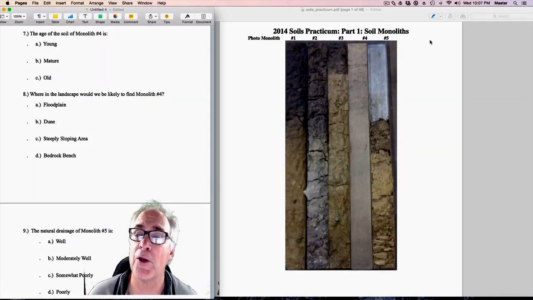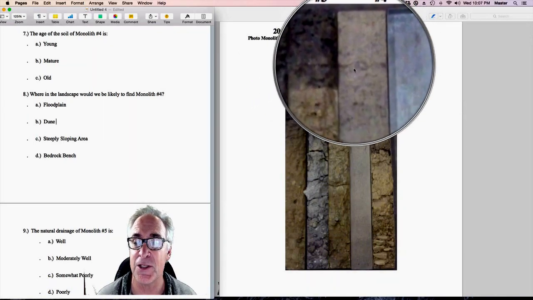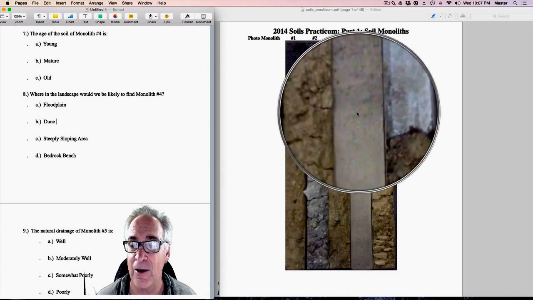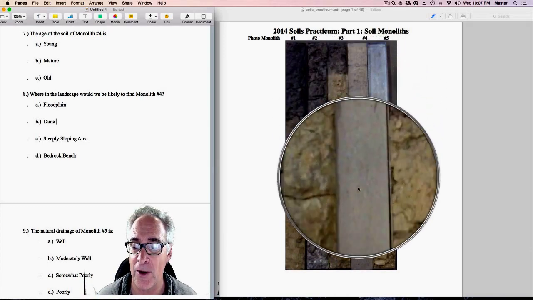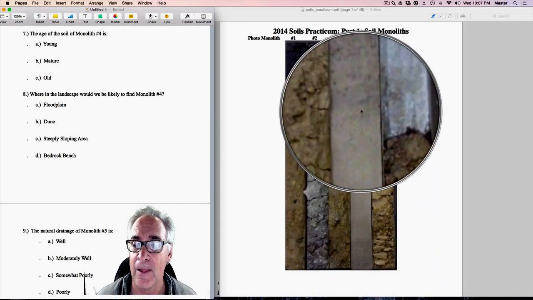All right, now we're going to start with monolith number four. Let's zoom in on number four. And if you look at number four, it's fairly consistent. Looks like there's the A layer ending there. And then throughout, I think this is the C layer. Yeah, this would be a C layer.